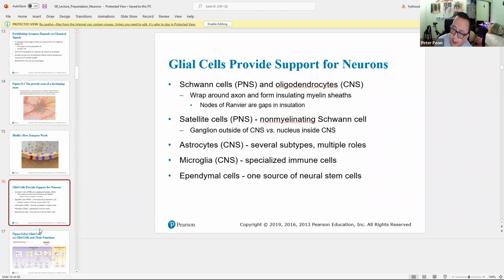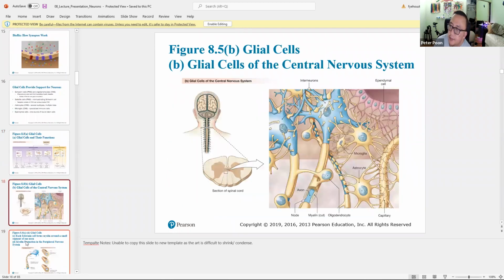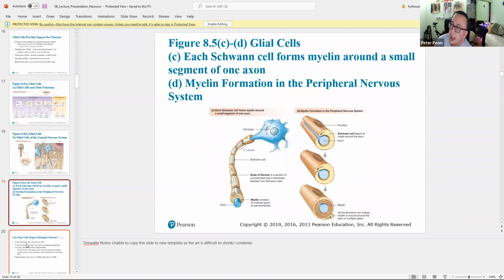So glial cells and their functions, you should already know from anatomy. If you don't remember, please review that. This is a more realistic picture of what the glial cells actually look like and how they're related.